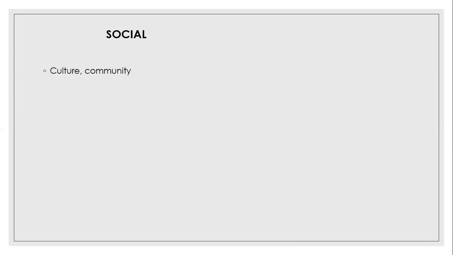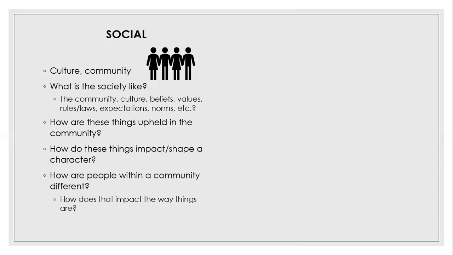Next, we have social, which is your culture, your community, your cultural settings, your community setting, social settings, societies, all that. So when you're thinking of your social setting, you're thinking of what is society like? What is the community like? The culture, the belief systems of the people within that society, their values, what laws or rules do they have? What expectations are there of that society? What are your societal norms, etc. Thinking about those different kinds of things within that society and why they're important.